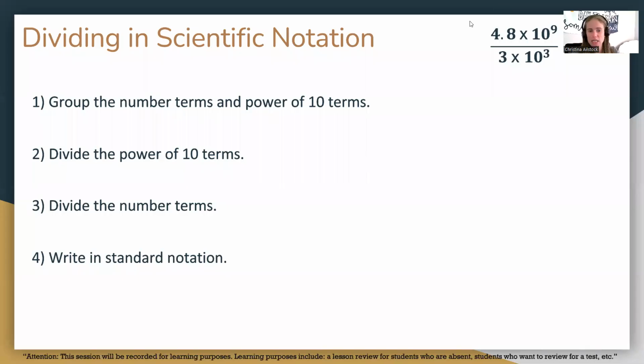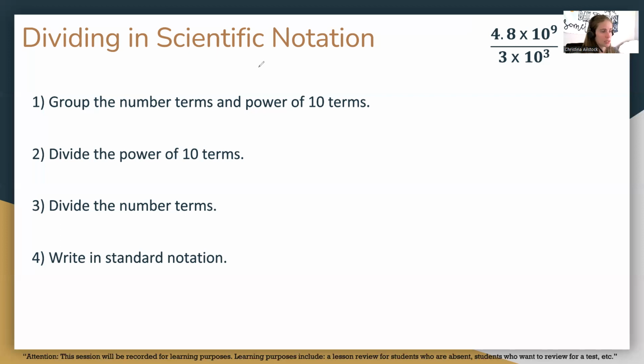All right, let's do a division one next. You're actually going to find that when we divide in scientific notation, it's the same thing, it's just we're dividing instead of multiplying. So our basic steps are going to be just what we did for multiplication, where we're going to divide our number terms, we're going to divide our power of 10 terms, and then put it back together again. Let's go ahead though, and since this is your first example, go through each step one by one so you can follow along.